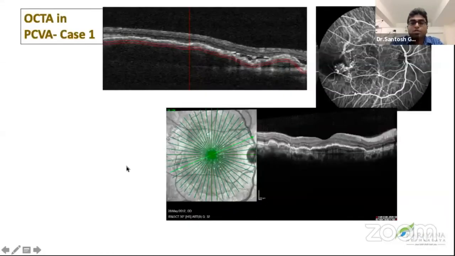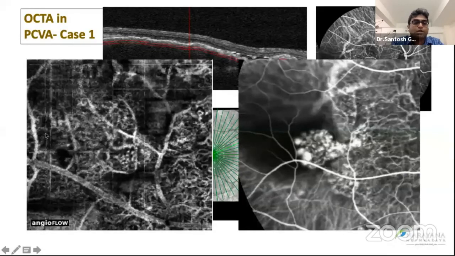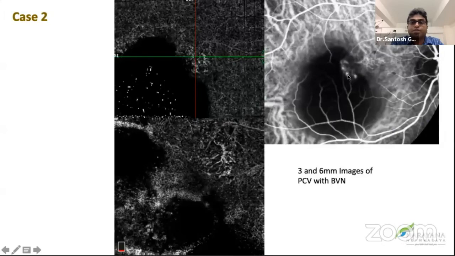So that's another case. If you see, this is the BVN and polyps at the end on ICGA, but you don't see polyps here. You just see dark areas. So obviously, these are low flow polyps, but the BVN is very clearly made out. So these are 3 mm and 6 mm images of a BVN and polyps. 3 mm is more clear when compared to 6 mm images.